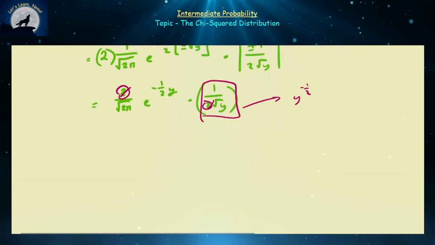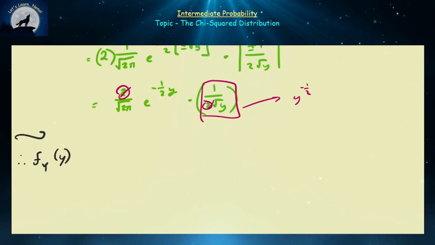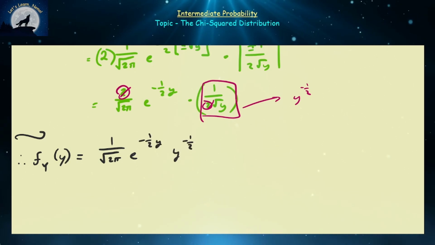Right, so let's just write it formally here. Therefore, Fy of y will be equal to 1 over the square root of 2 pi times e to the minus 1/2 y times y to the power of minus 1/2. Right? Some people may write that bottom 2 as 2 to the power of 1/2 and pi to the power of 1/2. But nonetheless, this is referred to as the chi-square 1 distribution.